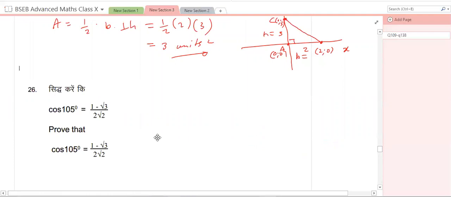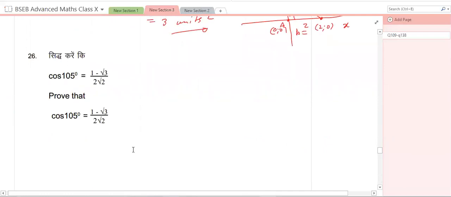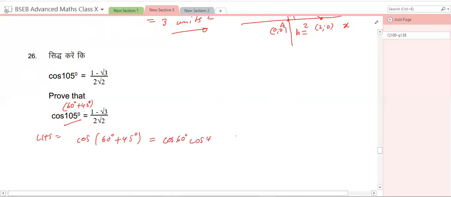Question number 26. All right, so guys, we want to prove that cos of 105 degrees. Now, see, this 105 degrees is not a special angle, so we can put it in terms of special angles, which is 60 plus 45 degrees. So we can find the expansion. Left hand side, we're going to prove cos of 60 degrees plus 45 degrees is equal to cos 60 cos 45 minus sine 60 sine 45.